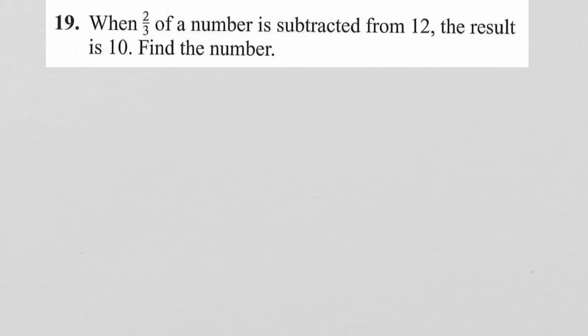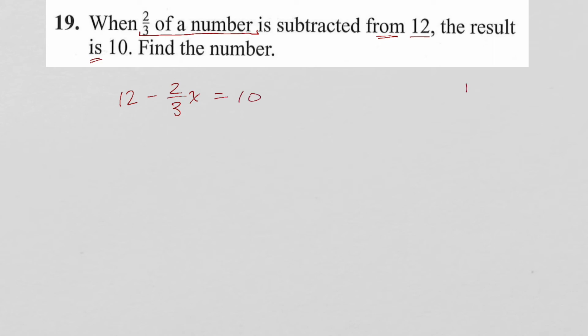Okay, so let's look at this part first. 2/3 of a number. So 2/3 of a number is written like that. But this is being subtracted from the 12. So 12 minus 2/3 of an x. The result is 10. Okay, now there's a bunch of ways to do this.